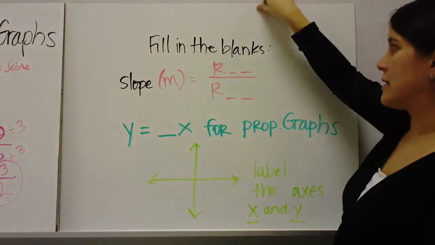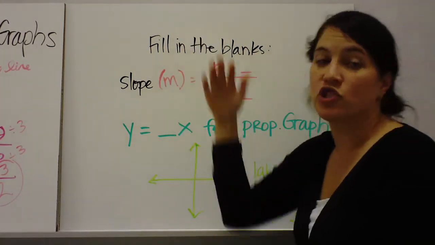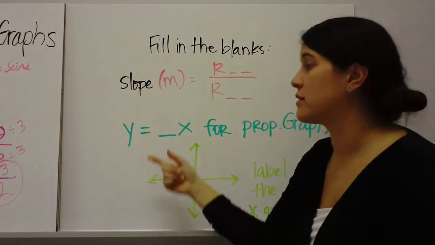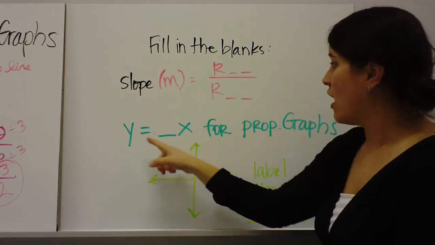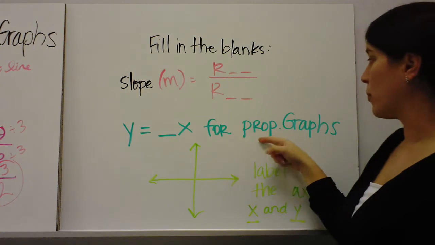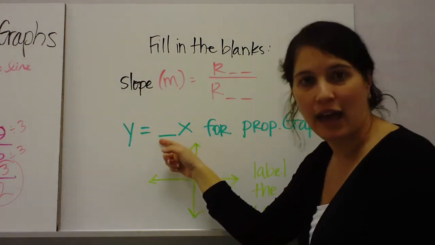Alright, and this is the last slide, and it's fill in the blank. So just a quick review, I want you to fill in these blanks. The slope is blank over blank. y equals blank x for proportional graphs, blank x.